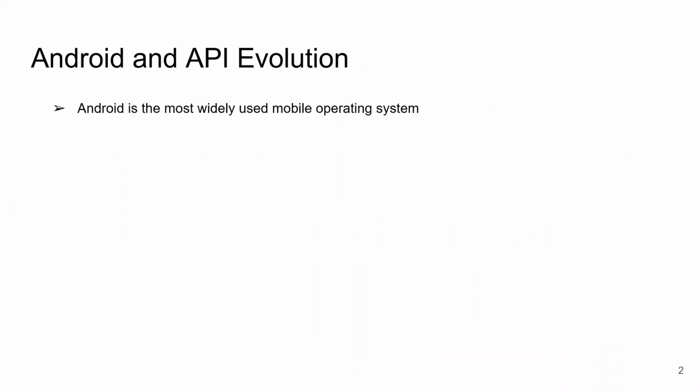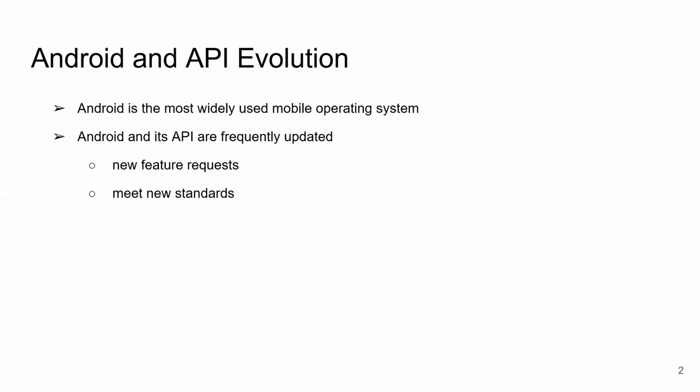Android is the most widely used mobile operating system. It is frequently updated to accommodate new feature requests, meet new standards, or provide bug fixes and performance enhancements from previous versions. Android apps are developed using a software development kit, where the APIs enable app developers to use the functionalities of Android devices by interacting with services and hardware. APIs also evolved to assist developers to use the updated features in the new version of Android.